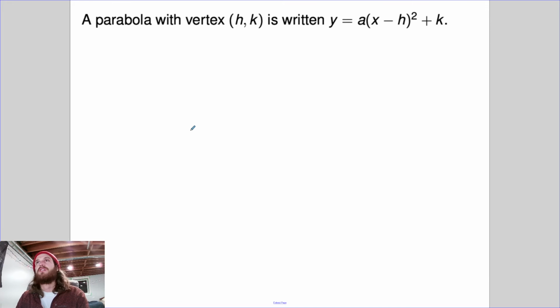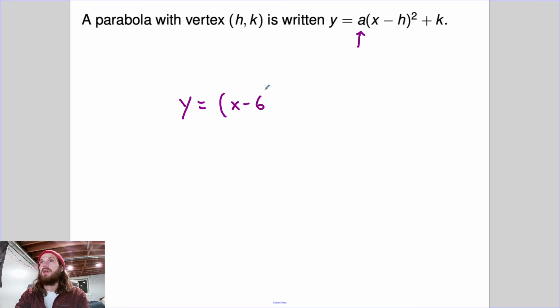And that gives us this rule that a parabola with vertex h, k can be written as y equals a times x minus h squared plus k, where h and k are the coordinates of the vertex. Now, a here gives us the shape of our parabola. H and k give us its location. So you can quickly look at something and figure out what the vertex is. You can grab it directly from the equation.